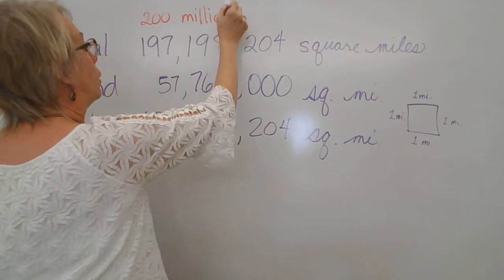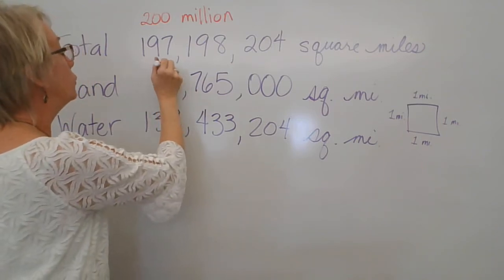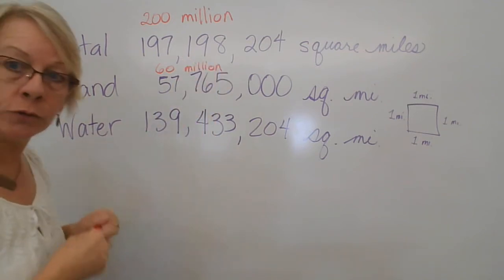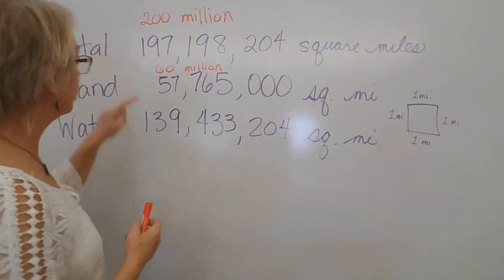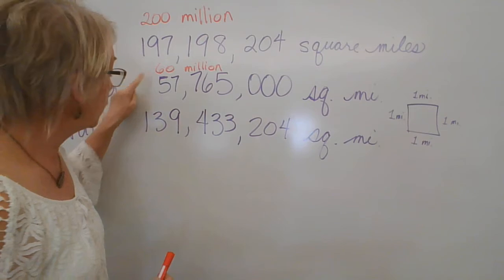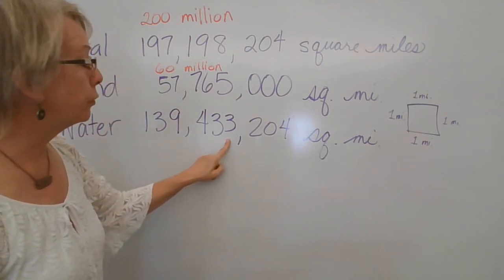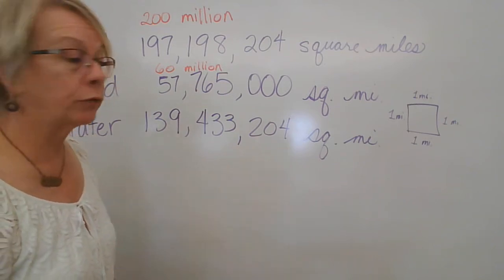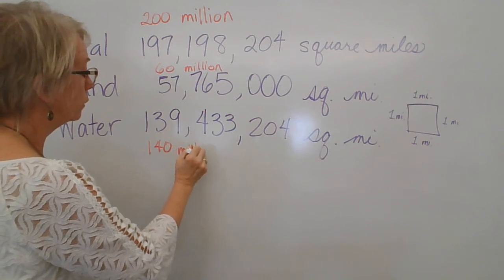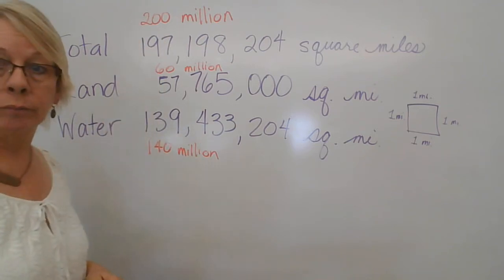This is where rounding is helpful. And let's round this to the nearest 10 million. This would round to 60 million. So now you can see that out of the 200 million that the whole earth is, the land is only 60 of those million. So it's a smaller part. And then the water, 139,433,204. So let's round that to 140 million. So 140 million plus 60 million makes the whole 200 million.